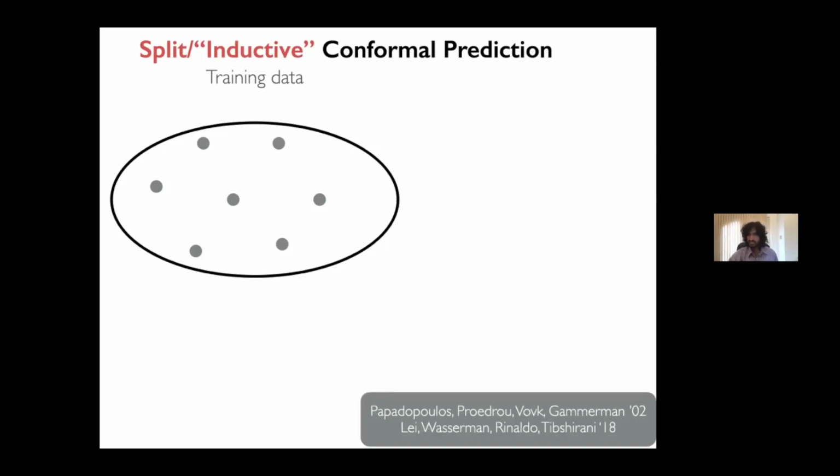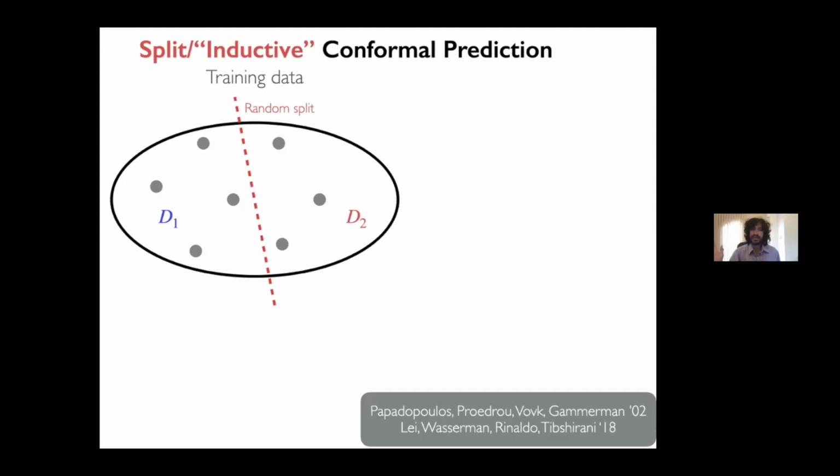So yeah, it was first proposed by Papadopoulos, Proedrou, Vovk, and Gammerman in 2002. They called it inductive conformal prediction, but more recently Lei, Wasserman, Rinaldo, and Tibshirani, my colleagues at CMU, called it split conformal prediction. Okay, so what do we do? It's a very, very simple algorithm.